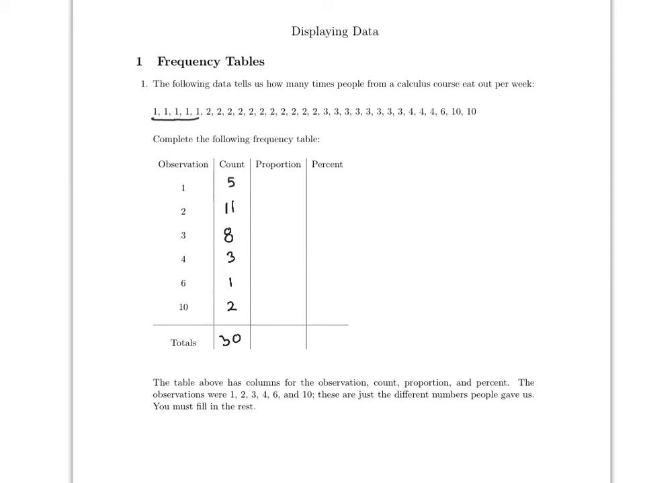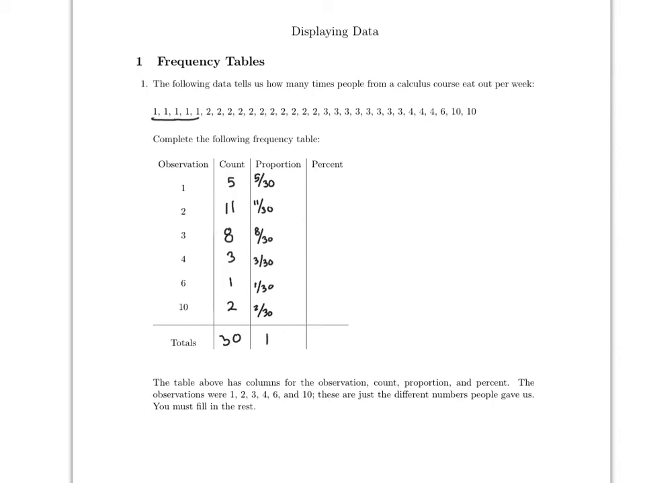To find the proportion, we just take the count and divide it by the total. So this is 5 out of 30 people told us that answer. Proportion for the next one would be 11 out of 30, 8 out of 30, 3 out of 30, 1 out of 30, and 2 out of 30. Now the key here is that the proportion should add up to 1. That is, if I take 5 over 30 plus 11 out of 30 plus 8 out of 30 and so forth, this should add up to 1.